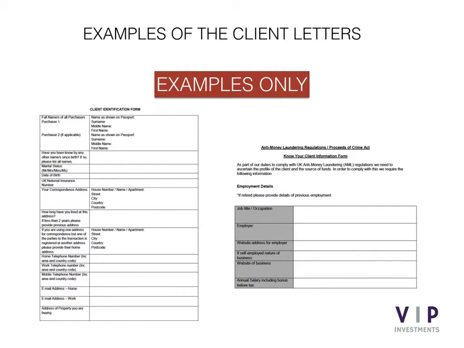Here's an example of those 2 types of documents. On the left is a client identification form, pretty standard. What's your name and address and how long you've been living at the address, etc. And on the right is a specific anti-money laundering form. This solicitor says it's a know your client information form. It'll be called different things by different solicitors.